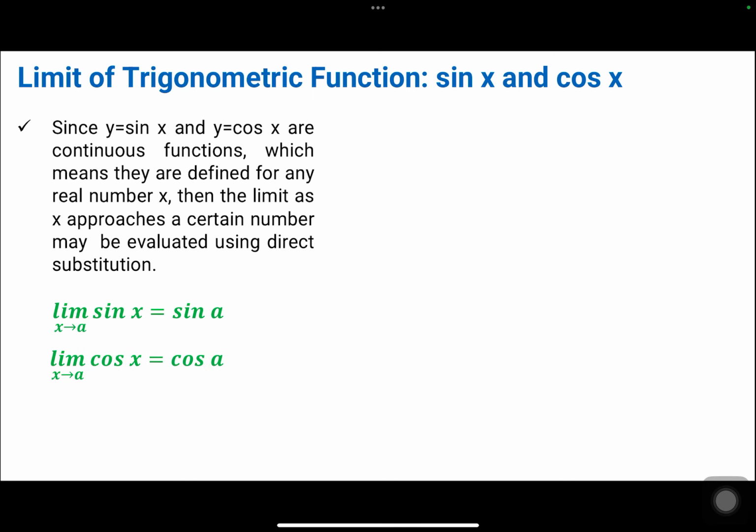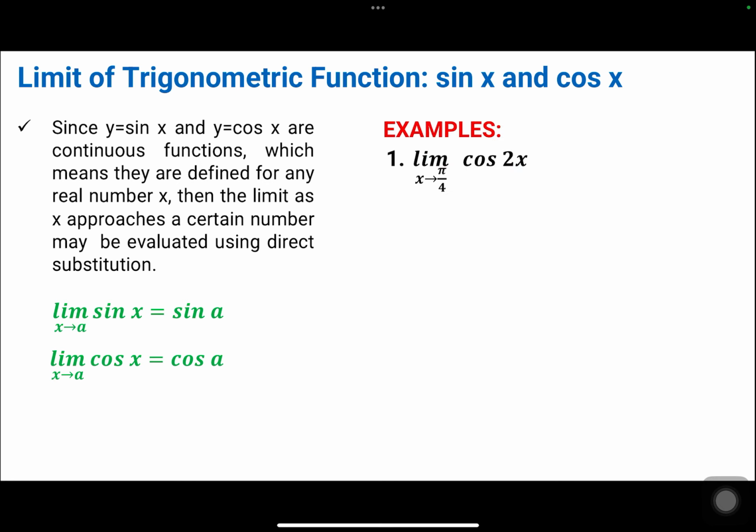Then the limit of cosine x as x approaches a is equal to cosine a. So as you can see, nasa sine and cosine lang tayo. Paano naman pag tangent, cotangent, secant, cosecant yung hinahanap natin? So you will use the trigonometric identities para ma-simplify yung mga value na yun into sine and cosine respectively. Okay? Then saka mo evaluate yung respective theta or angle na kailangan nila.